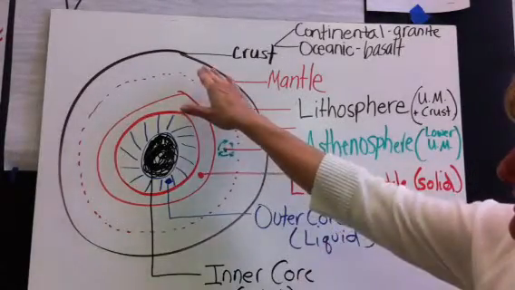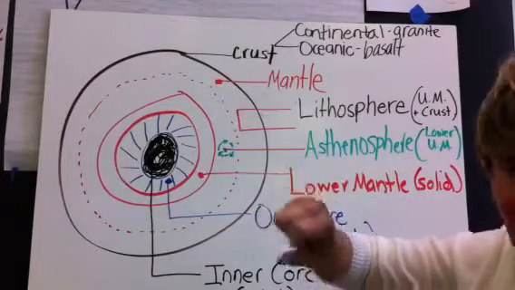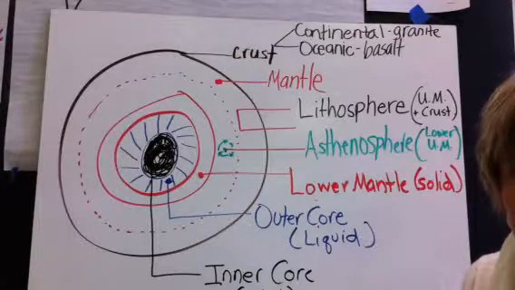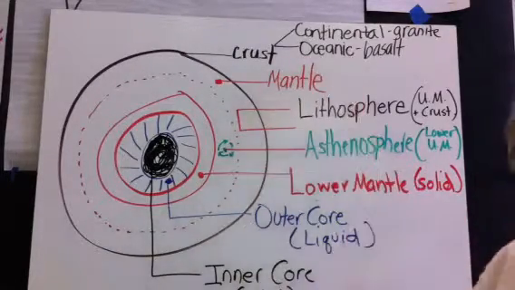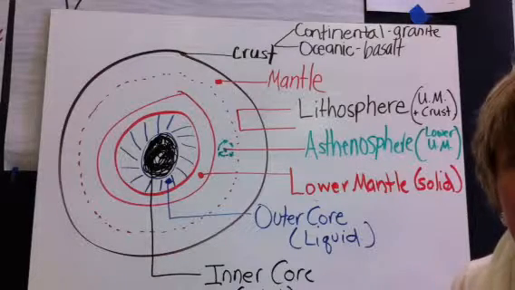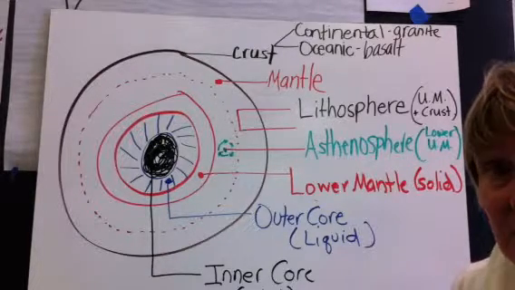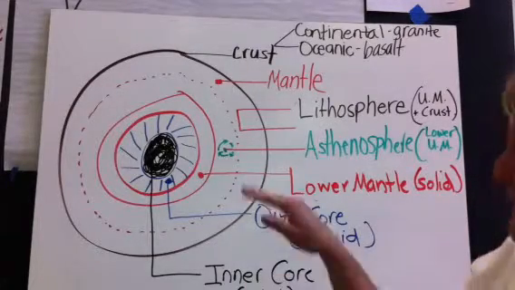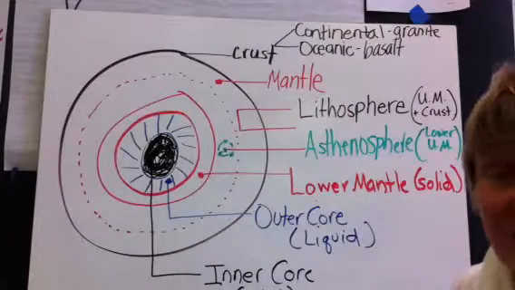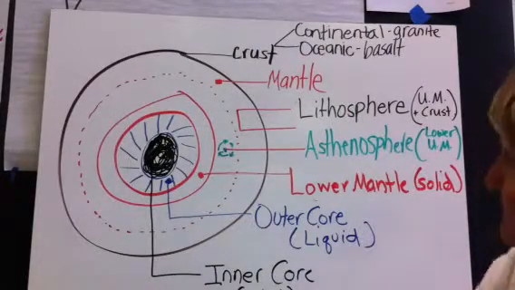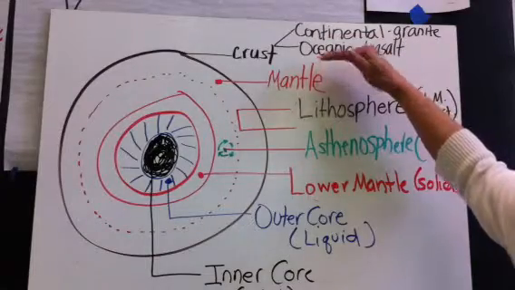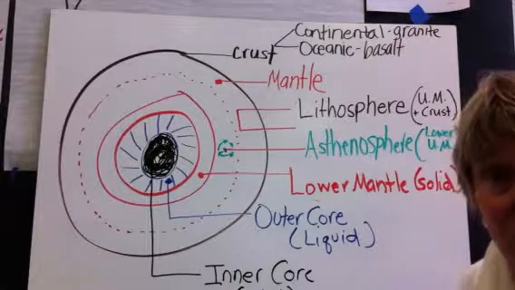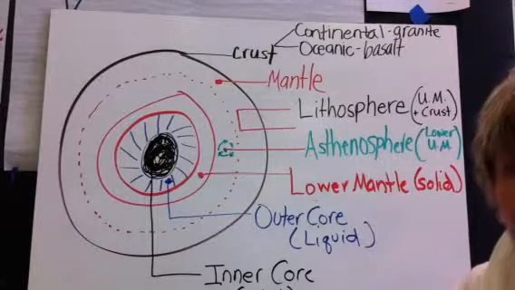Now the crust is made up of two types of crust. There is continental crust, the land, and there is oceanic crust. The continental crust is made out of mostly granite. Oceanic crust is made out of mostly basalt, which is a volcanic rock. The oceanic crust is denser than the continental crust, and it is below the continental crust. When plates move, typically continental crust will slide over oceanic crust.